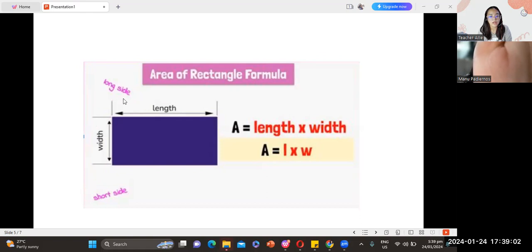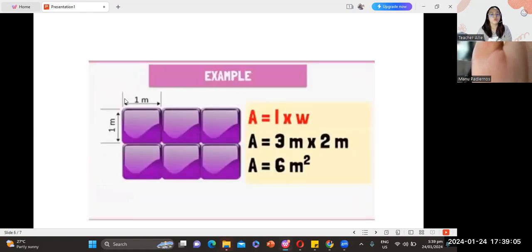Okay, now let's move on, Manu, to our example. So here we have, okay, this is an example of what shape?